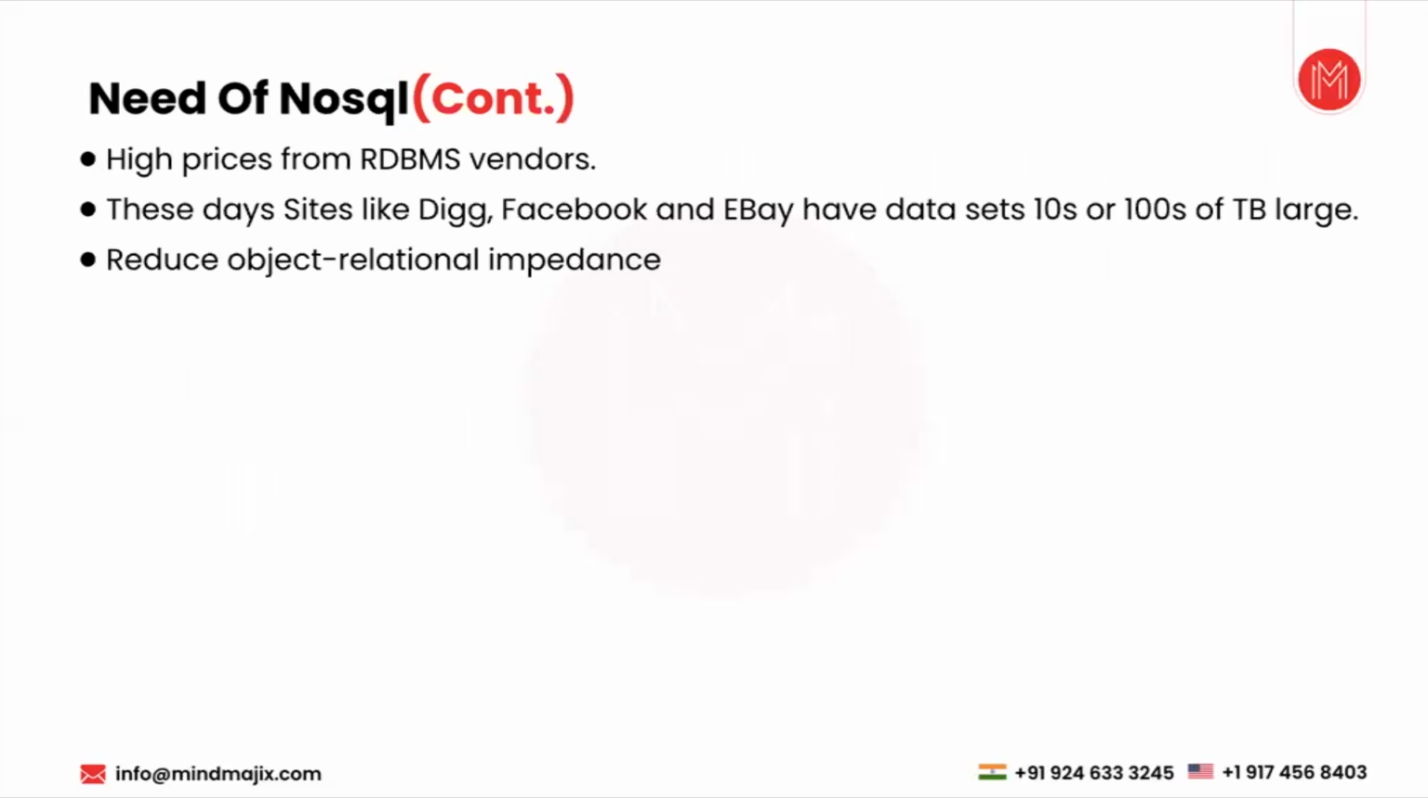Then the next point was that big companies like Digg, Facebook, and eBay were saving data in terabytes, which was a huge amount of data. It was very difficult to store that huge amount of data in rows and columns. After storing their data, when they tried to fetch it, it was leading to performance issues.